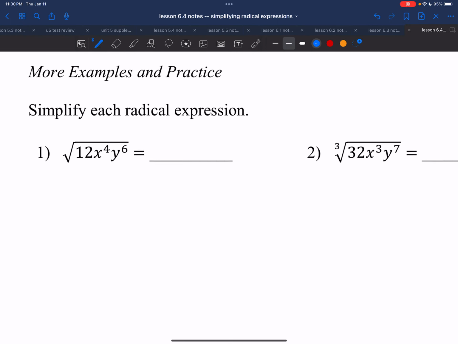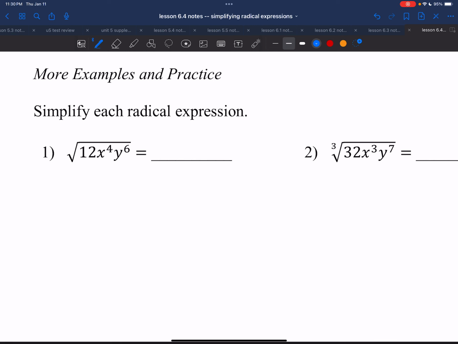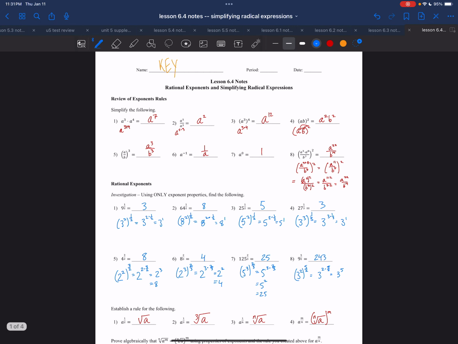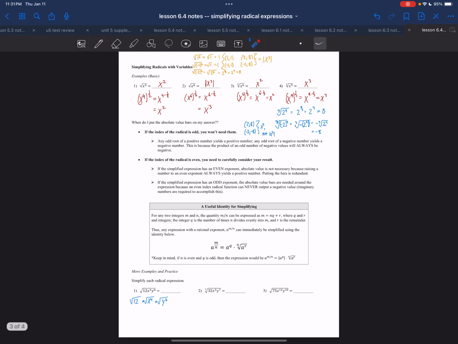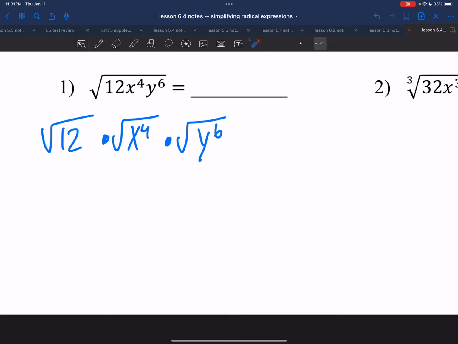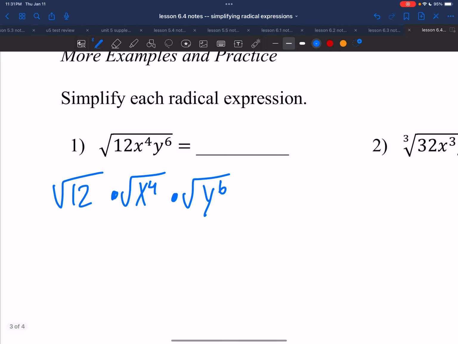So it says simplify each radical expression. So the way you deal with these, right, is you can simplify square root of 12 the same way you always have. You can separate all three of these using this property of radicals, which, by the way, we proved earlier, remember? It was all the way over here. We said that you can split up radicals with multiplication like this. So that's allowed.